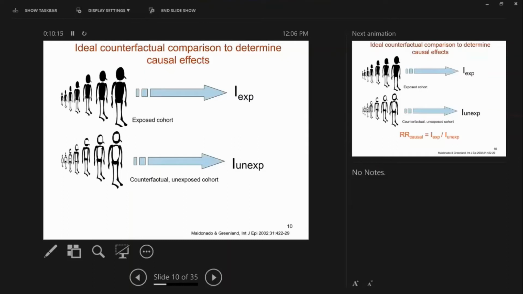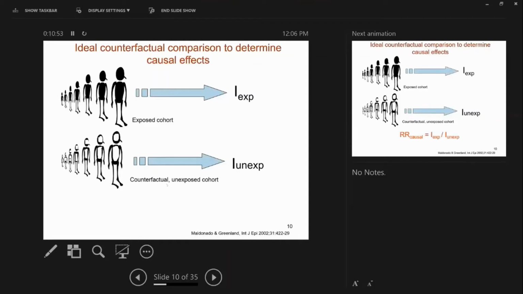I want this group and this group to be identical, except for the fact that in one, everybody smokes, and in this one, nobody smokes. And we call that counterfactual. Why is it counterfactual? Because it is impossible to observe this situation. Somebody is a smoker at that point, or they're not a smoker. They can't be both, right? That's why we're saying counterfactual means contrary to fact. If you could observe the same cohort to be non-smokers, what incidence would you have got?